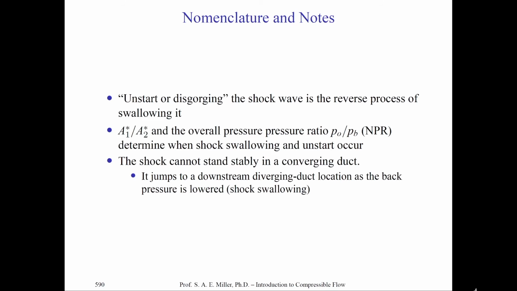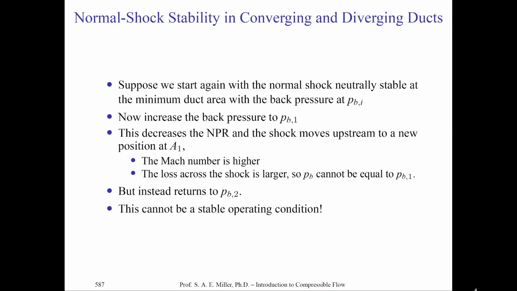Now A1* over A2*, that's the ratio of the first throat to the second in a two converging-diverging stream tube. The nozzle pressure ratio, or overall pressure ratio, P0 over the back pressure, that's the total pressure in front of the device divided by the ambient pressure or back pressure at the end of the device, determines when and how the shock swallowing or unstart occurs. And so when we're starting up a wind tunnel or an aircraft engine or rocket engine, we must be very mindful of how the shocks are swallowed or disgorged. Now the shock cannot stand stably in the convergent duct as we showed in our previous examples.